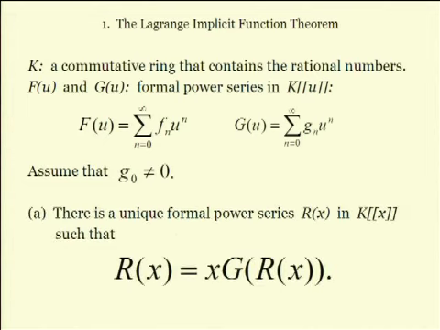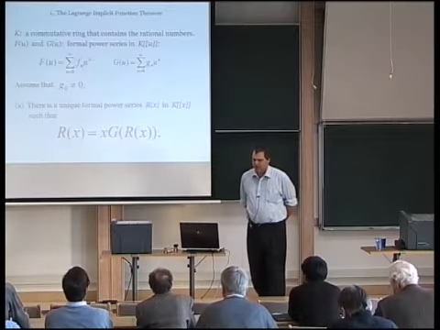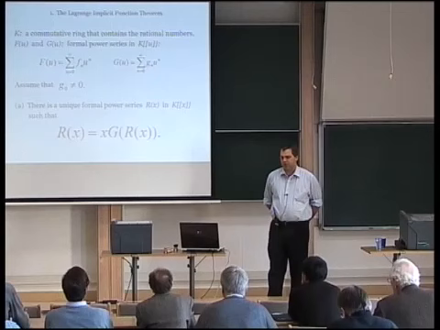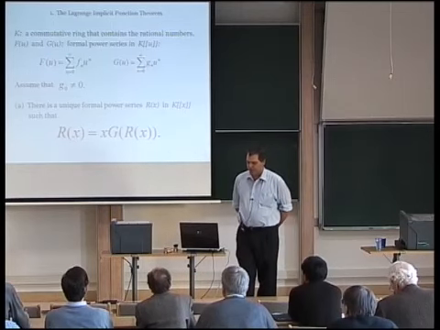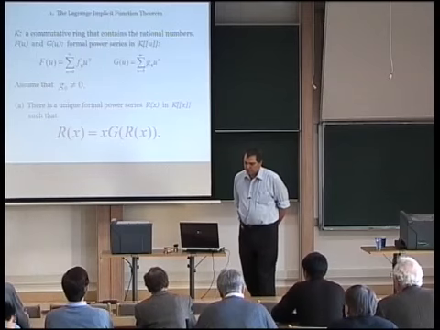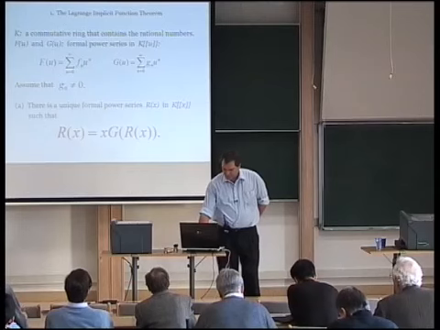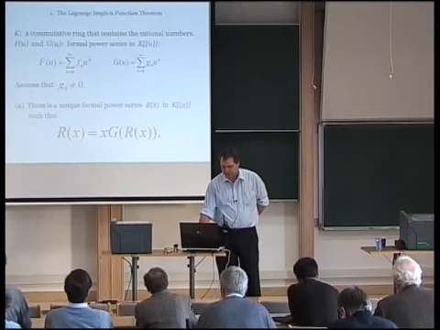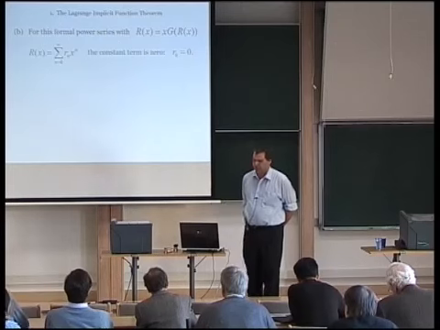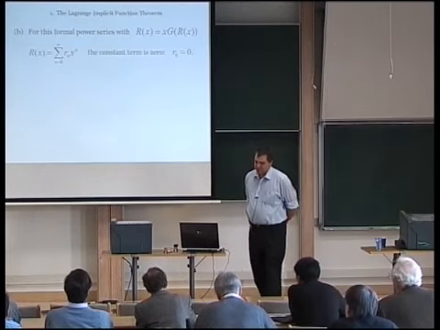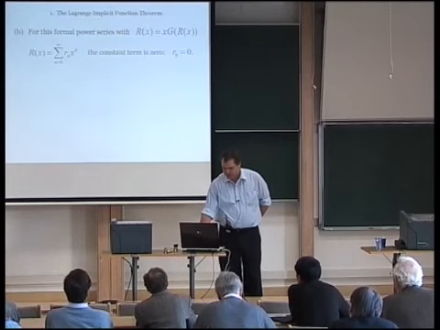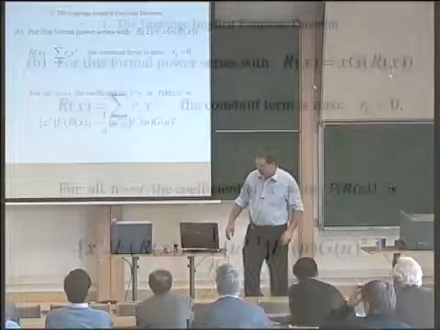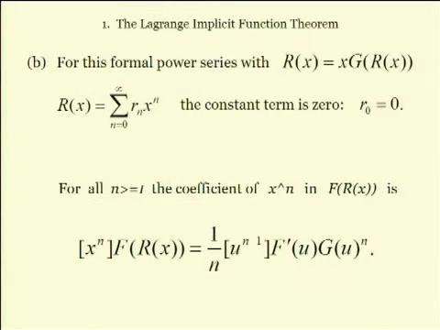The first statement is that there's a unique solution to this functional equation, R is equal to x times G of R, where all the algebraic symbols are interpreted in the way you would expect algebra to work. It's interesting to know that there's a unique solution, but you can actually say what that solution is, term by term in the Taylor series expansion, if you like. For that formal power series that satisfies that condition, the constant term is 0, and all of the other coefficients are given by this hairy-looking formula.